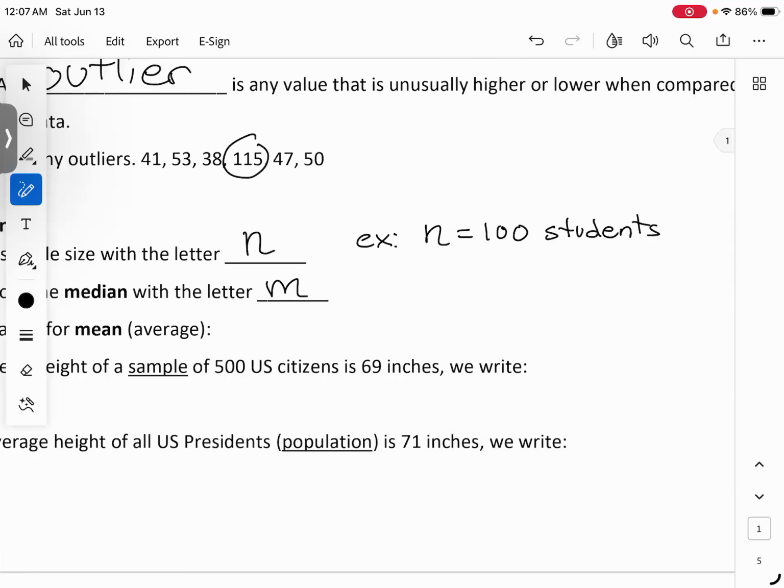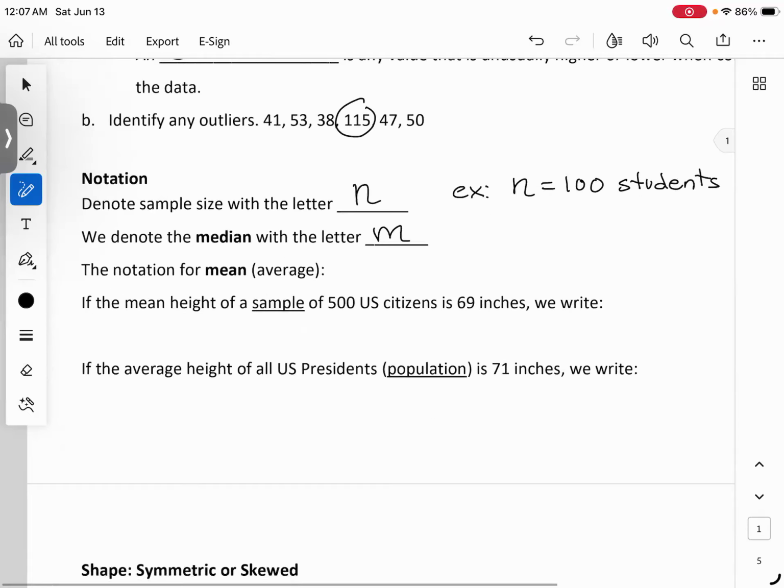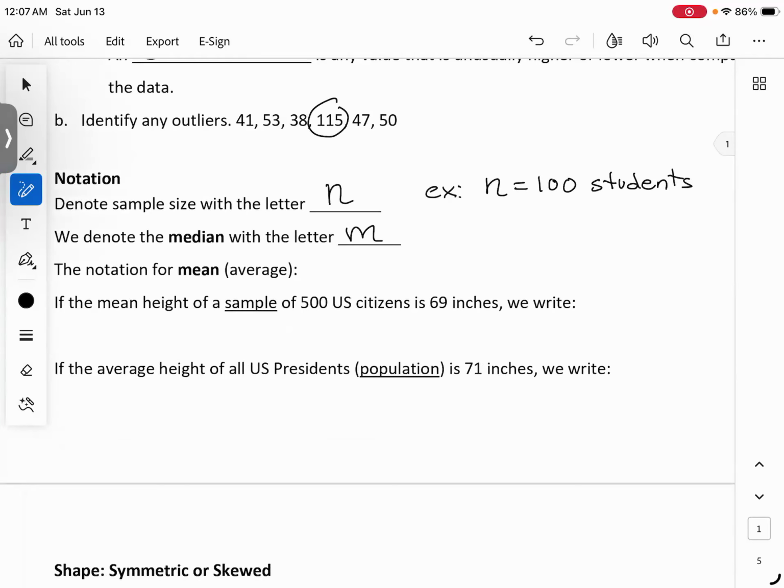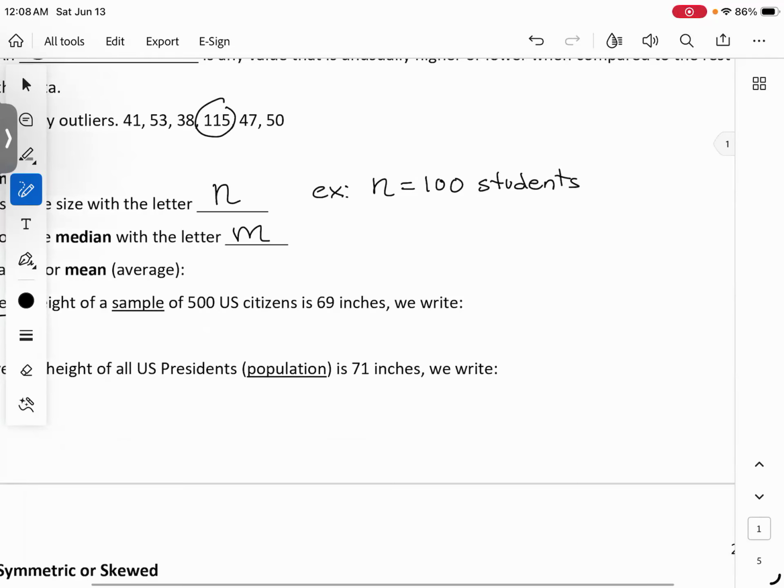But for average, we're going to be doing a lot this semester with average. Depending on whether you do the mean from a sample, let's say you did 500 US citizens and it came out to be an average of 69, you would use X bar. If you're ever typing your homework, you can just spell it out, X bar.